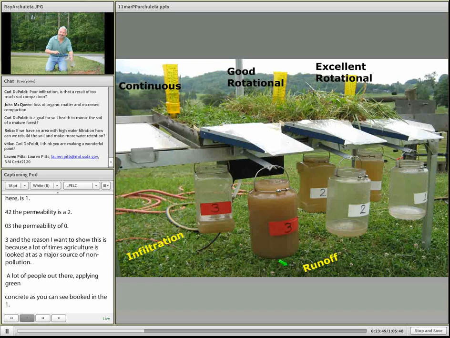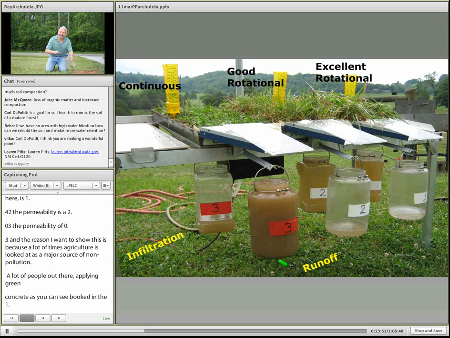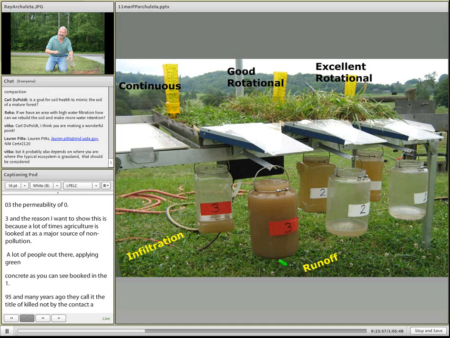Here, we have a picture of a miniature rain simulator. This was taken by J.B. Daniels, grazing specialist in Virginia. I want you to notice that on the bottom here, you have these little containers capturing the water from these pans of sod collected. As you see, you have the continuous, you have the good rotational, you have the external rotational.